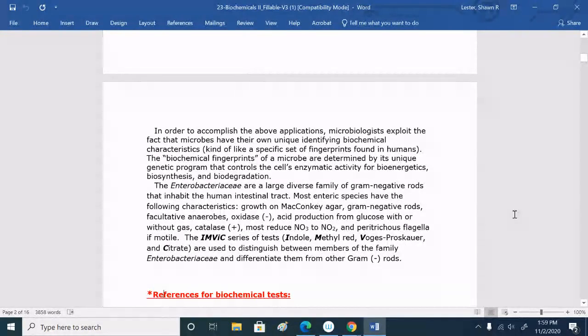So I'll just mention specifically the indole, methyl red, VP, and citrate tests are part of a group of tests called MVIC, which are used to identify gram-negative rods. In particular, we can use them to differentiate E. coli from Enterobacter aerogenes.